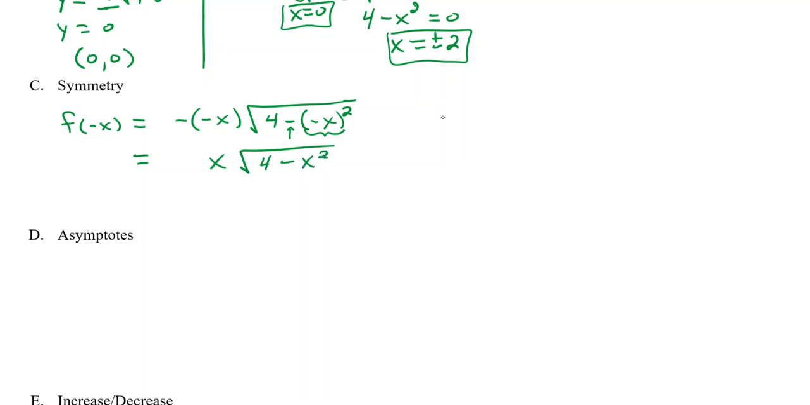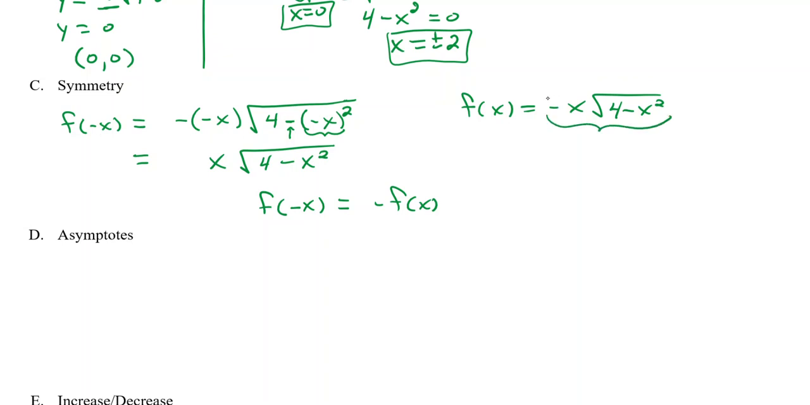Now looking at that, if I compare that to my original function, f of x is negative x times root 4 minus x squared. Well, you can see that this actually is f of negative x is equal to negative f of x. And why that's true is because you can think of it as if this is my f of x, right? And then if I threw a negative in front of that, well, now my negative and my negative are going to cancel, and I'm going to have my positive. Okay, so what does that mean? That means that we have odd symmetry.